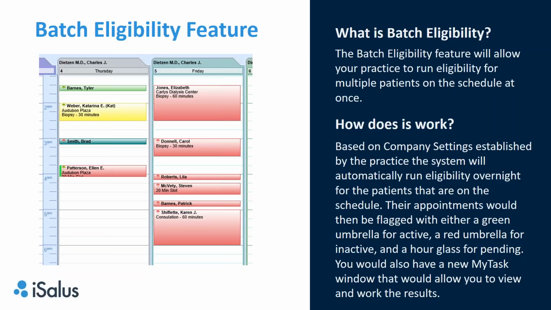So if you are interested in becoming a beta tester, please email support@isalishealthcare.com and let us know this, and your name will be added to a list. Following the release, we will be reaching out to those clients to get everything set up for them so that they can be testing the batch eligibility feature.